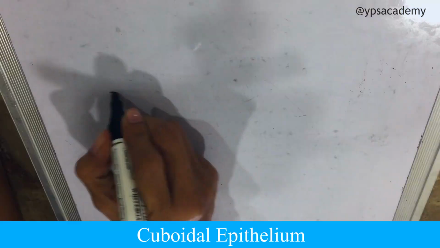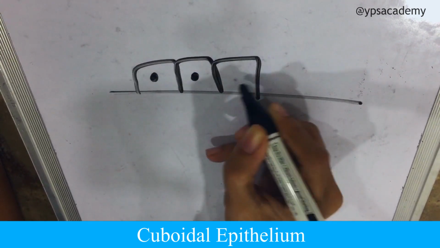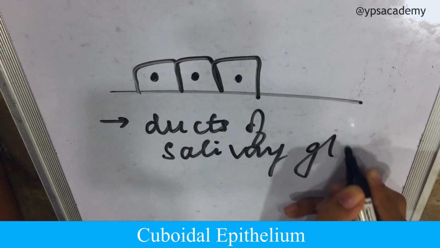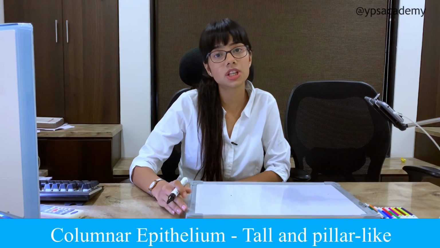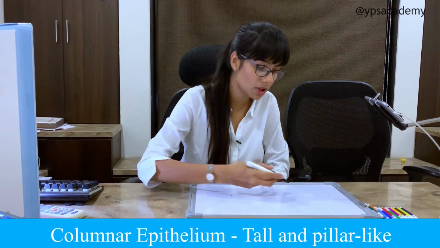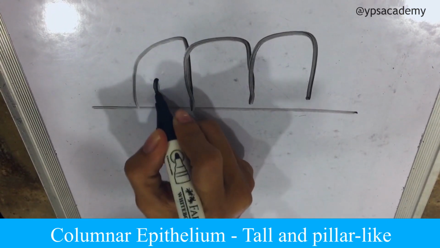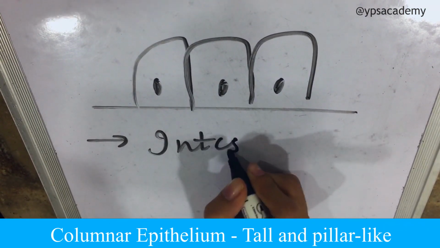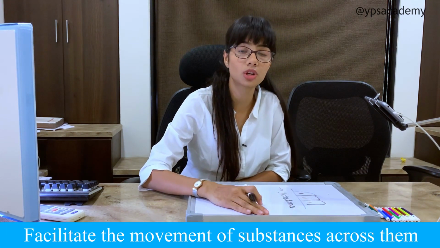Now the second type of epithelium is the cuboidal epithelium. Here the cells are cube shaped. These are found in the ducts of salivary glands, and they also line the tubules of the kidney. Now the third type of epithelium is the columnar epithelium, where the cells are tall and pillar-like. This type of epithelium is found in the lining of the intestines. They help facilitate the movement of substances across them.